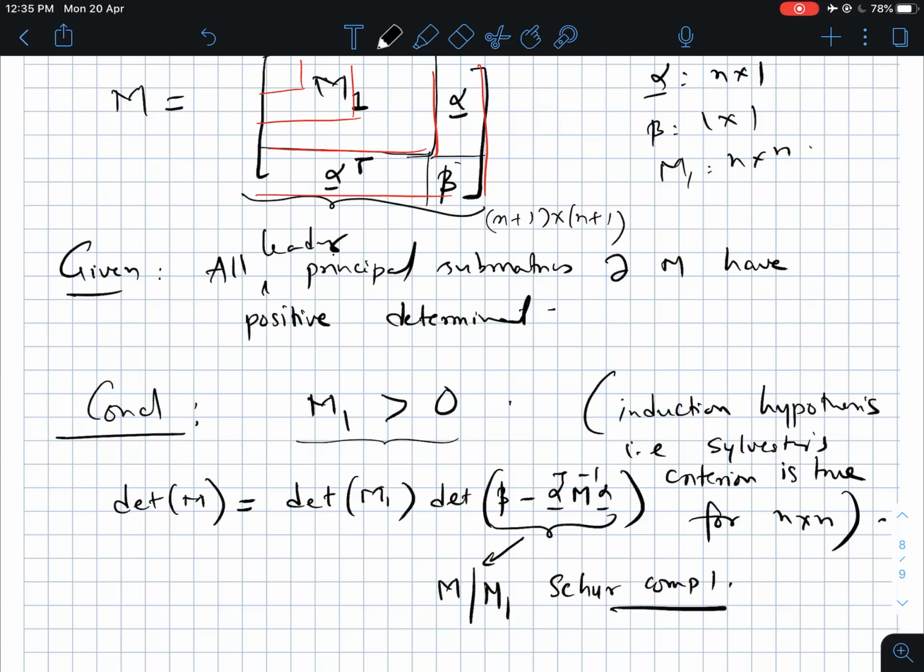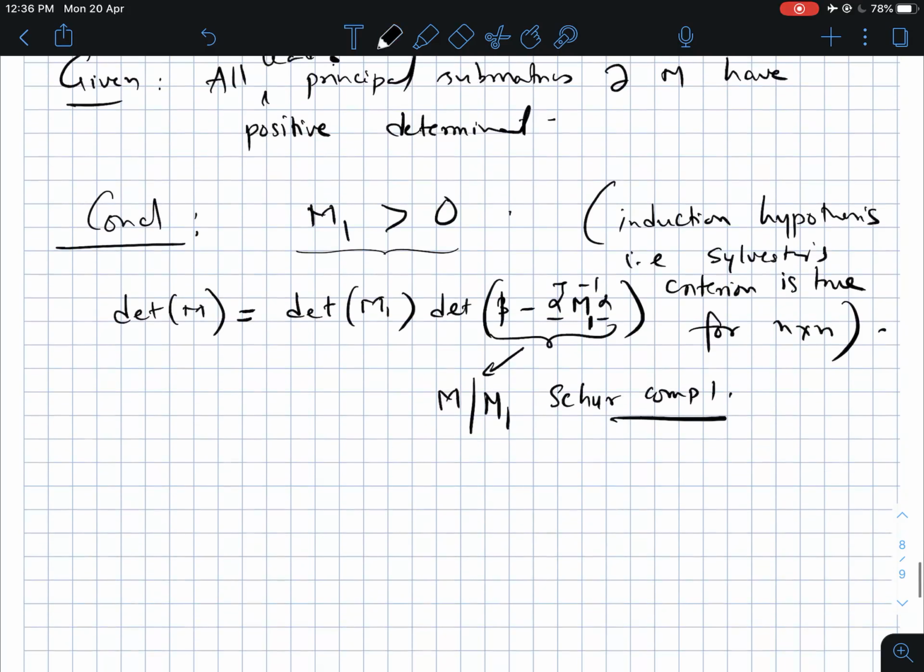We are using our result that the determinant of a block matrix is equal to the determinant of the diagonal block multiplied with the Schur complement of that diagonal block. That's the result we are using here. This is the Schur complement, right? It's beta minus alpha transpose M1 inverse alpha. Now M1 inverse exists, because M1 is positive definite. So the Schur complement is well defined.